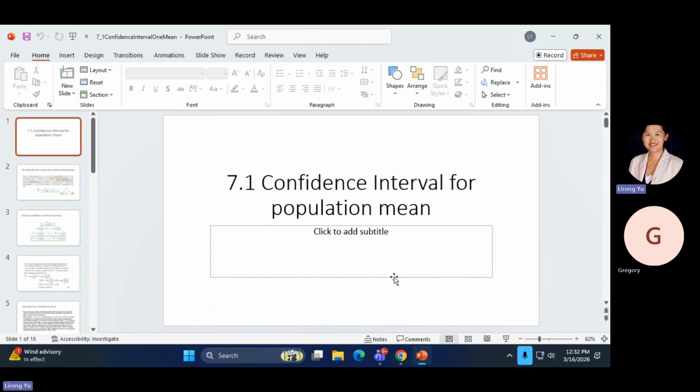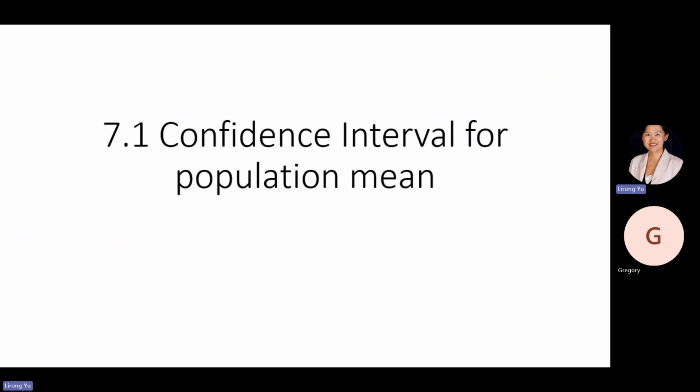Right, so basically before the midterm, we finished chapter 5 and 6. So after midterm, we're gonna start with chapter 7. And this is the plan for today. Did you guys see Gregory? No, I haven't seen. Let's see. All right, let's start. Oh, I forgot to turn this on.